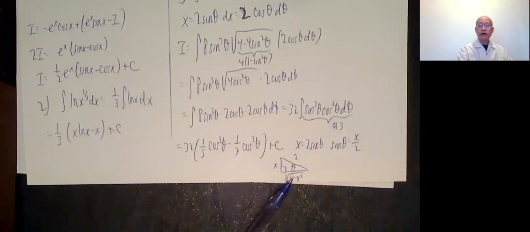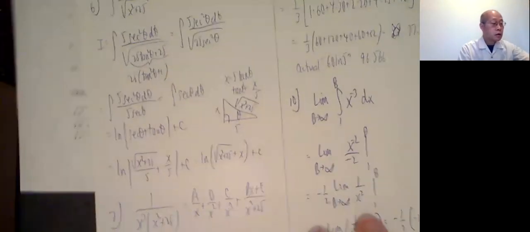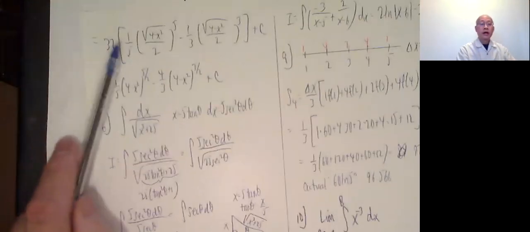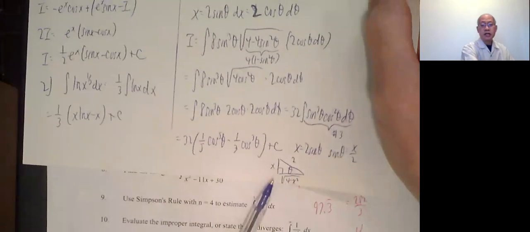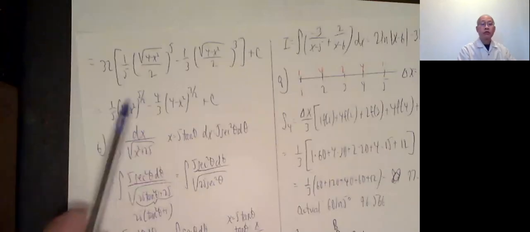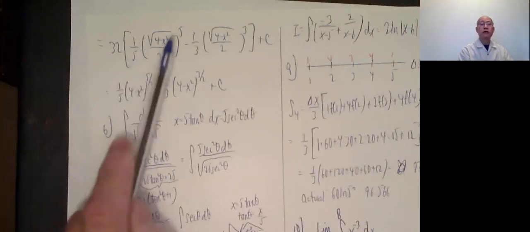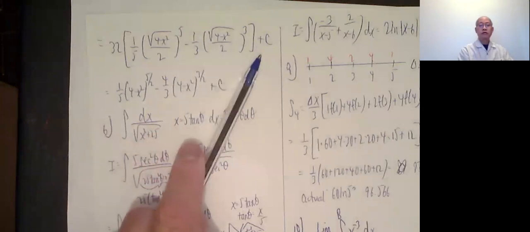What is this thing squared? 4 minus x squared. What is this squared? x squared. Add them up, you get 4, which is equal to 2 squared. So it works. All right, so I now have 32. So we have cosine theta here and cosine theta here. Looking for cosine. Cosine is adjacent over hypotenuse. So radical 4 minus x squared over 2. So 32, 1/5 radical 4 minus x squared over 2 to the 5th power minus 1/3 radical 4 minus x squared over 2 cubed plus c.